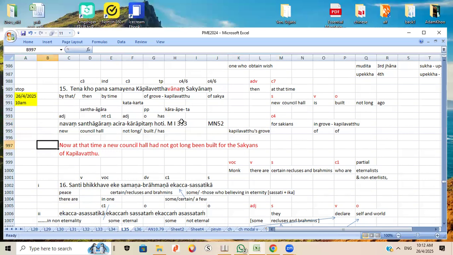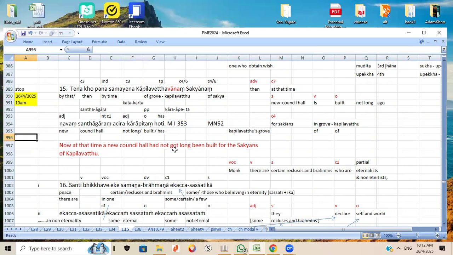This is rather straightforward. The only thing is how they decide to place it in this way. So here it says they use this, now. Pana is used now, so you don't have to worry. Now at the time, a new council hall had not long been built. This is a PPP, like a perfect tense.